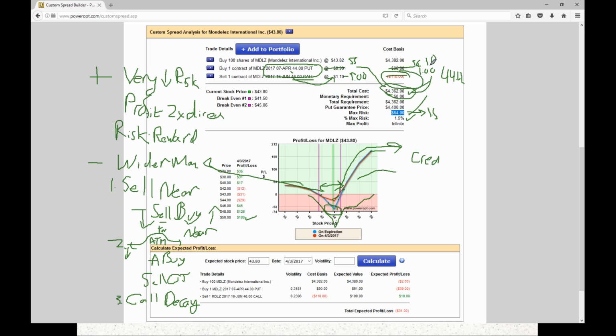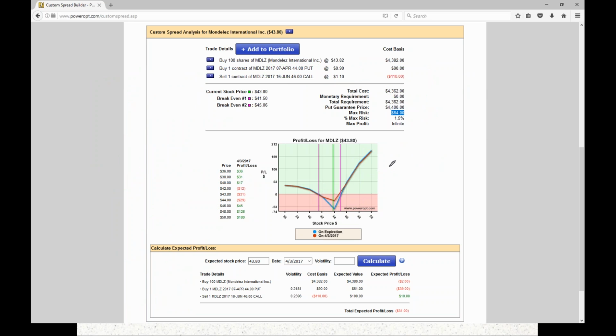And I wouldn't get anything back for the put if the stock's at $44.20. But I'd still potentially lose, because my cost basis would go up to $44.62 from where it is now. All right? So those are my thoughts on this reverse collar. It's not something I use in my personal account.